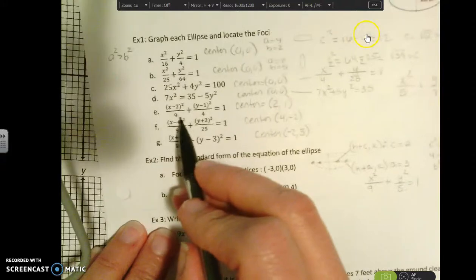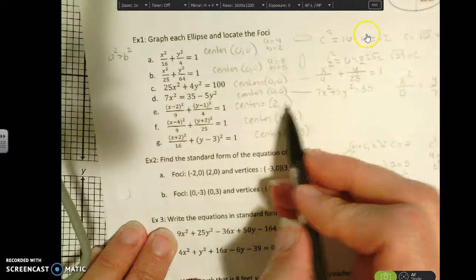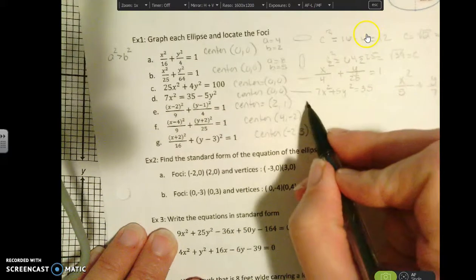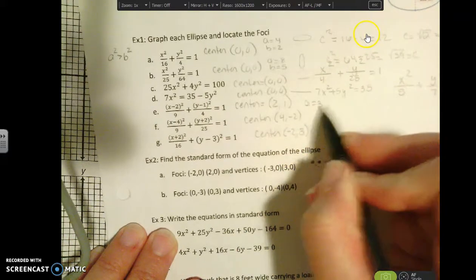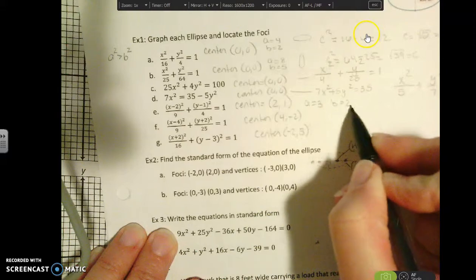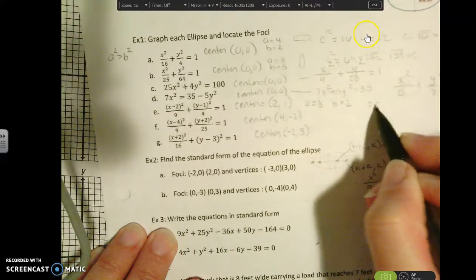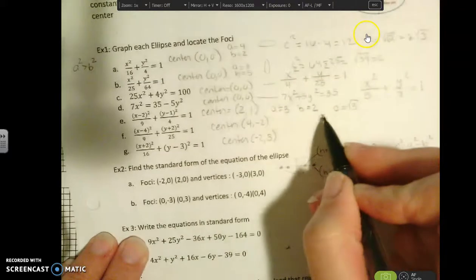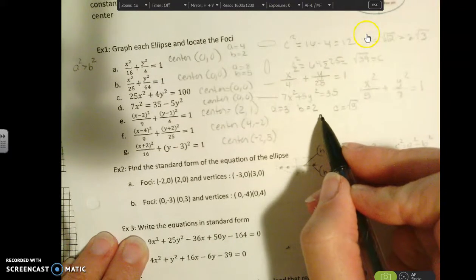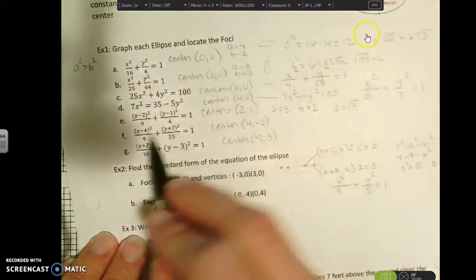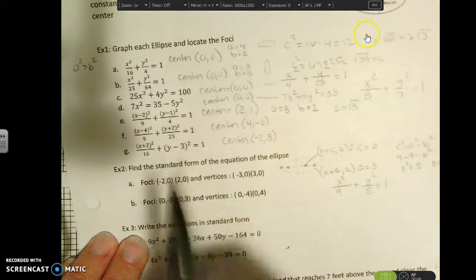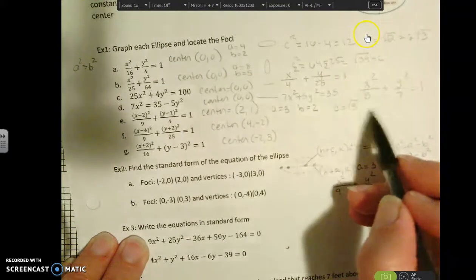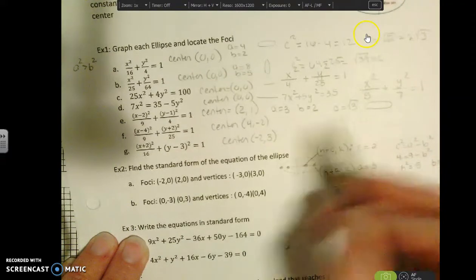Going down to E for a second, our center for this one is 2, 1, and A is going to equal 3, B is going to equal 2, and C is going to equal the square root of 5. And again, you're not doing the Pythagorean theorem, you're doing A squared minus B squared. The center is 4. Oh, let me go back one more second. And since 9 is under X, that means it's going to be a horizontal ellipse.